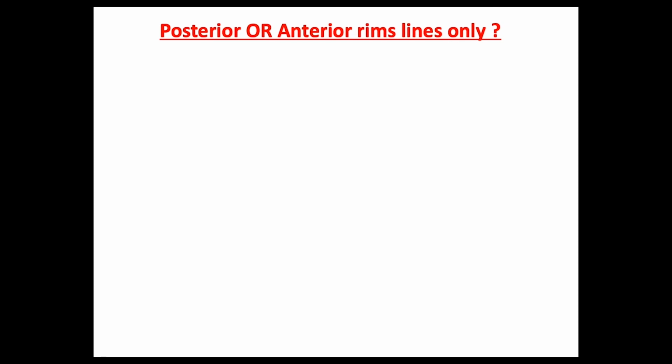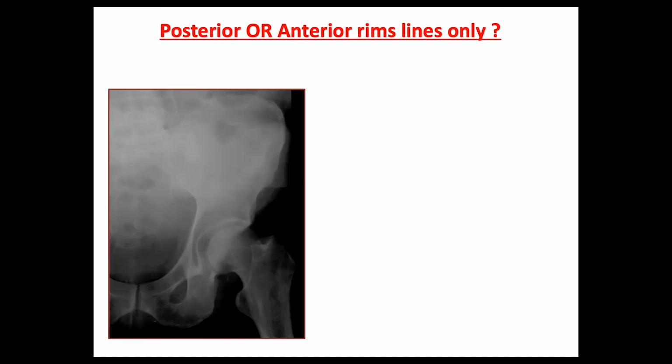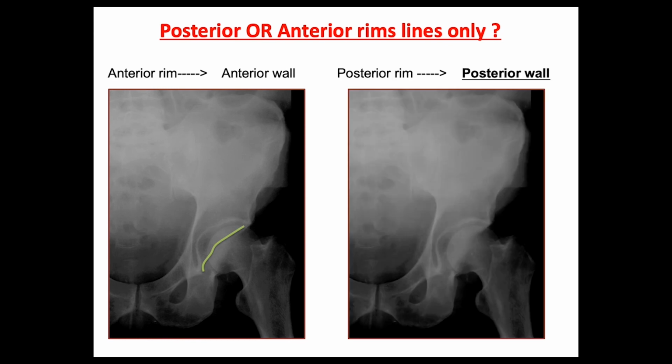So this simplified algorithm for classification of acetabular fractures would start by checking the presence of any disruption of the posterior or anterior rim lines only. In case there is any disruption of the anterior rim, this would represent anterior wall fracture. And in case of any posterior rim disruption, this would reflect posterior wall fracture.